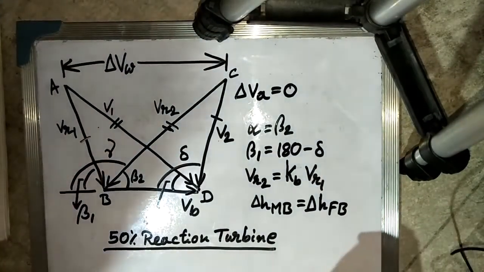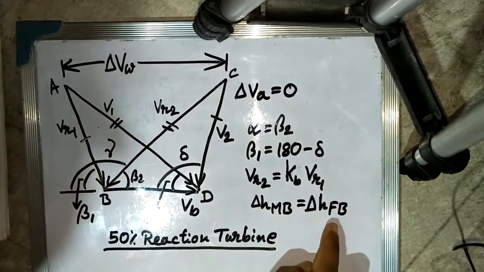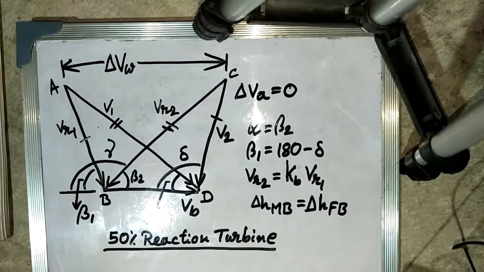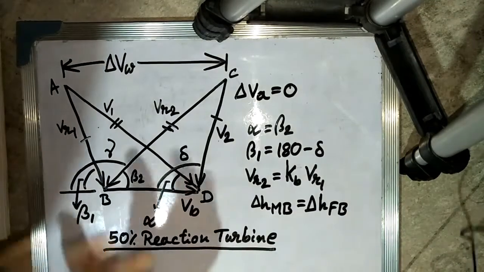Another thing is the enthalpy drop. The enthalpy drop in the moving blade is equal to the enthalpy drop in the fixed blade. So let's try to find out the efficiency by using this velocity diagram.